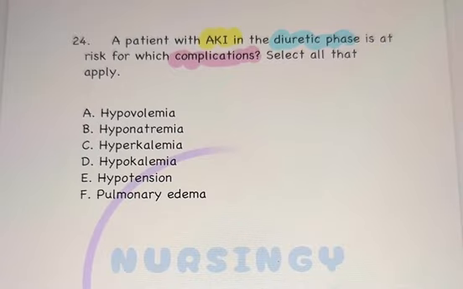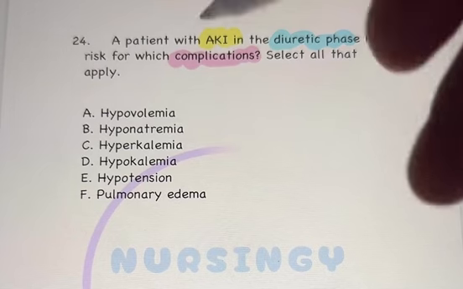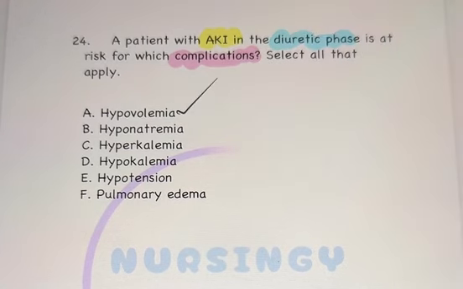What about hypovolemia? Good one. Hypovolemia, because this is the diuretic phase, not the oliguric phase. In the diuretic phase, the kidney can release too much fluid, and that can lead to hypovolemia. Yes. So A is yes. What about B? Hyponatremia.